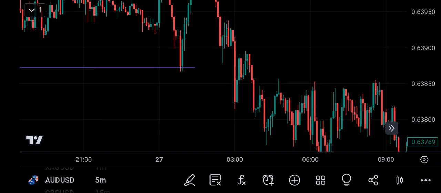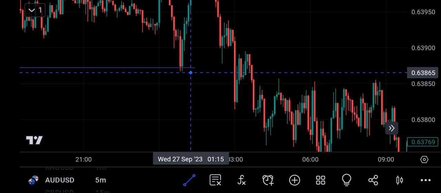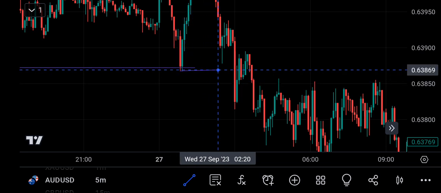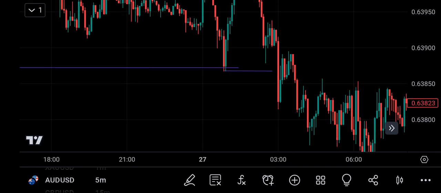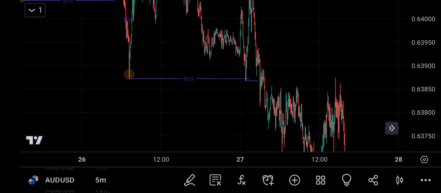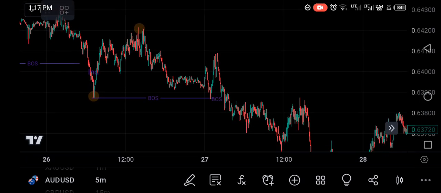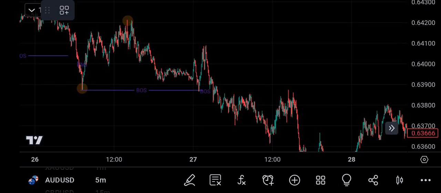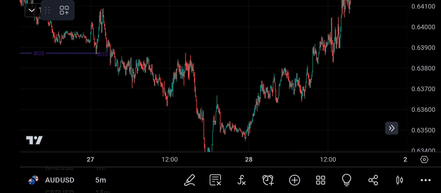Where is break of structure? Break of structure is the next leg. So you see, it's basic, but it doesn't affect anything that is happening in the market. Okay, market finally broke structure. Then we find inducement again.